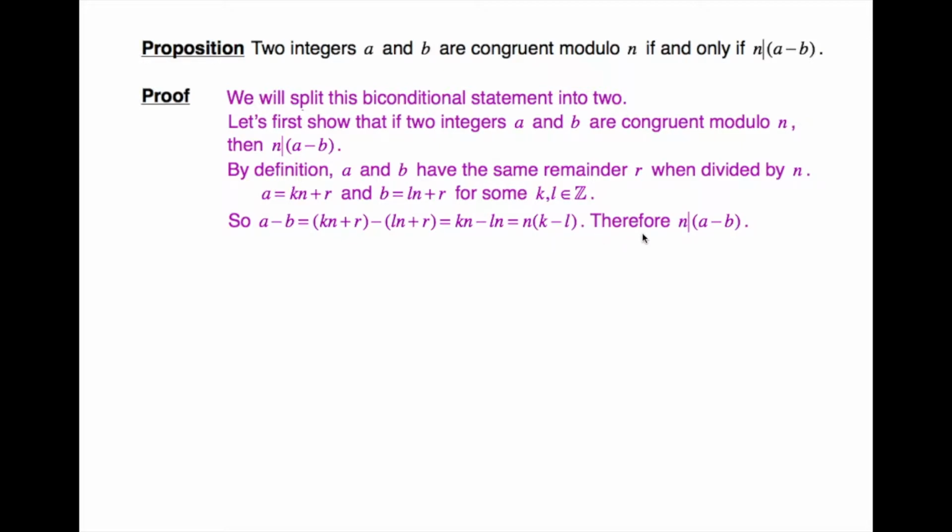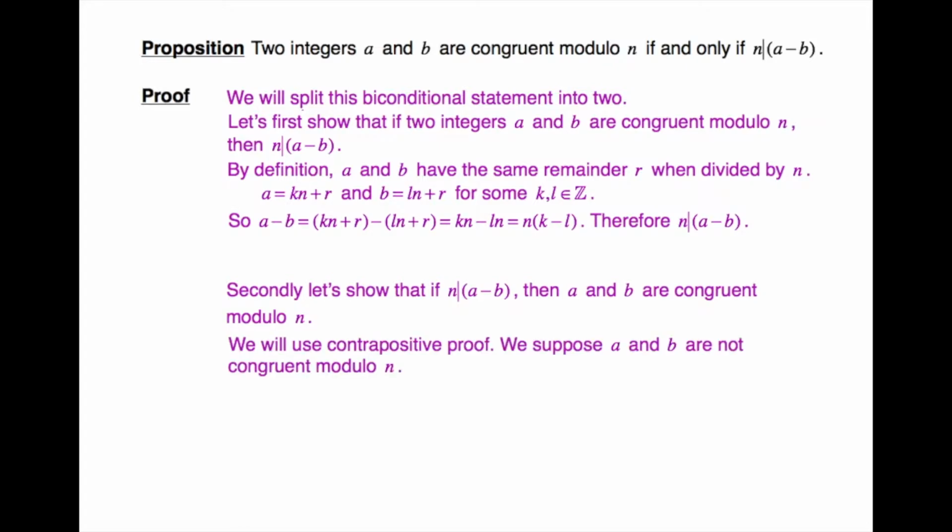So that was proving the first direction, if this, then that. And now we will prove the converse. Secondly, let's show that if n divides a minus b, then a and b are congruent modulo n. And to prove that, we will use contrapositive proof. So we suppose a and b are not congruent modulo n.